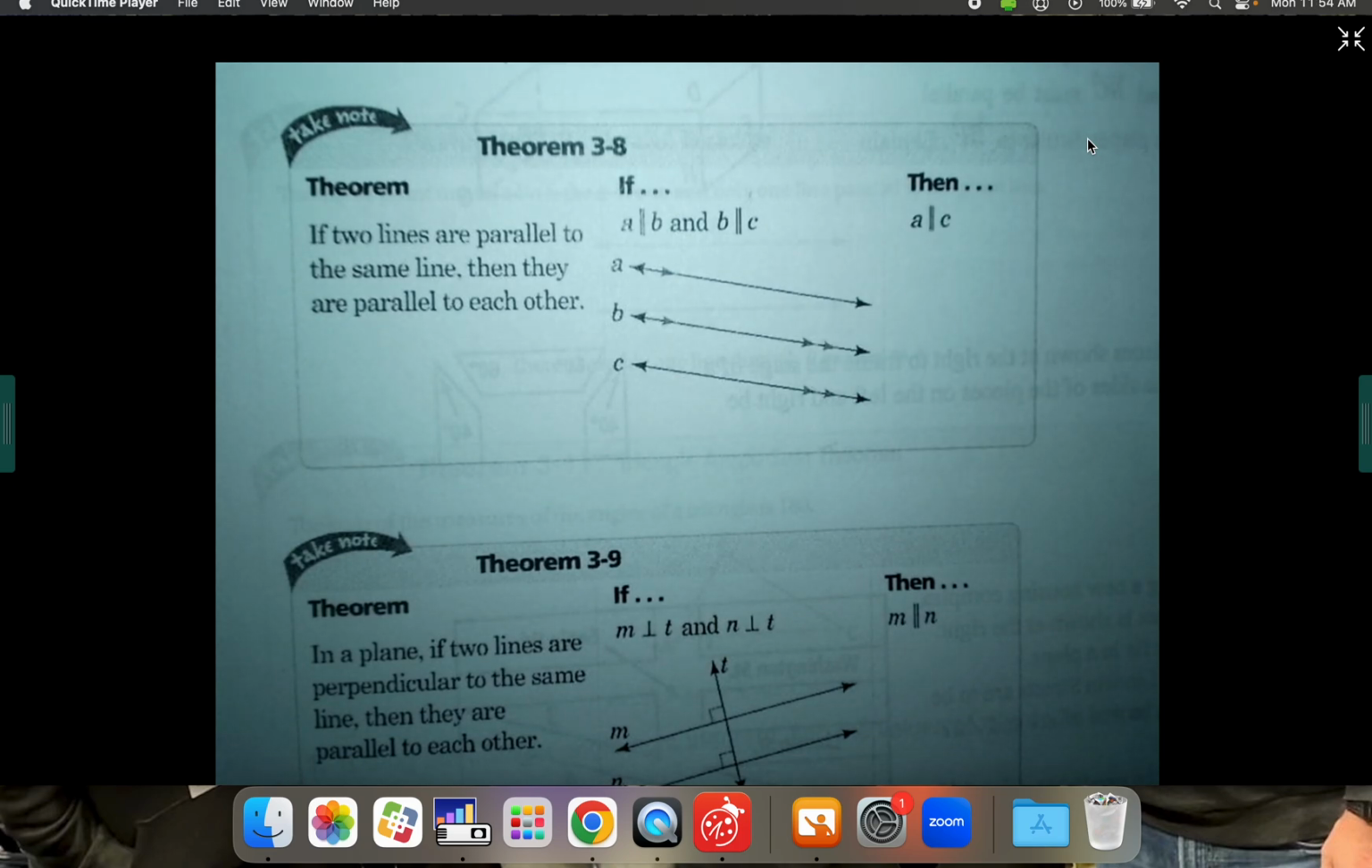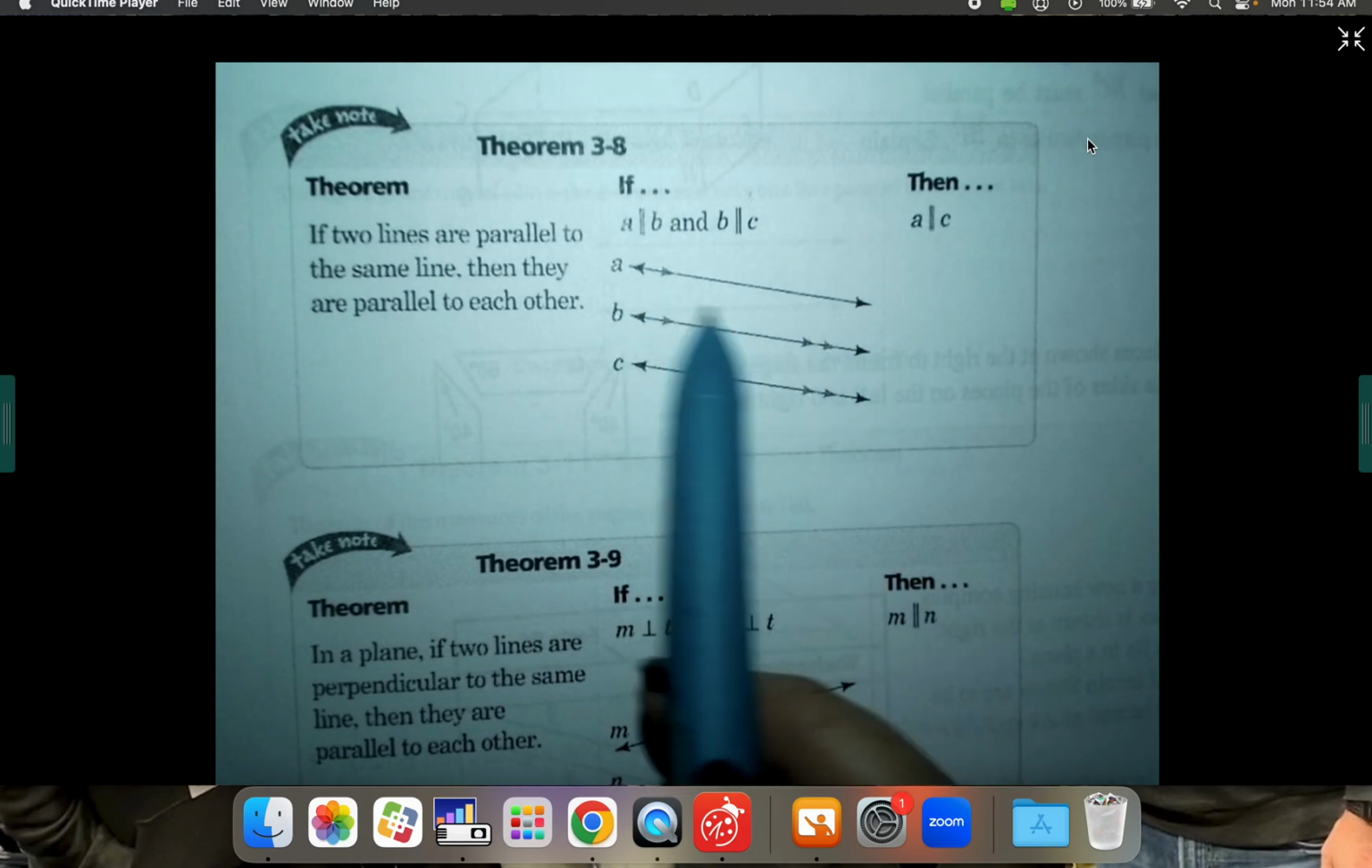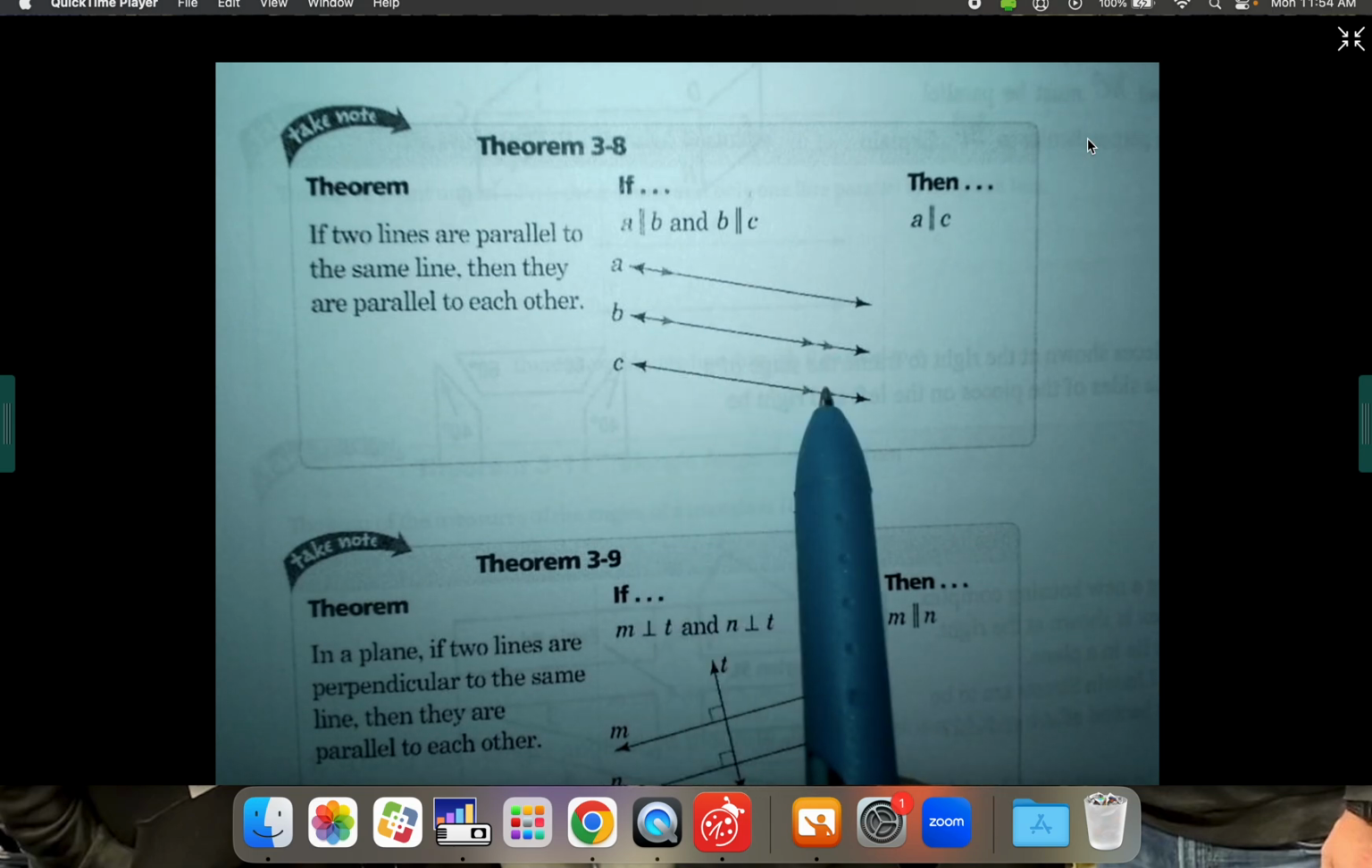It kind of feels like the law of syllogism, but it just states that if two lines are parallel to each other, then the first one is also parallel to the third one.